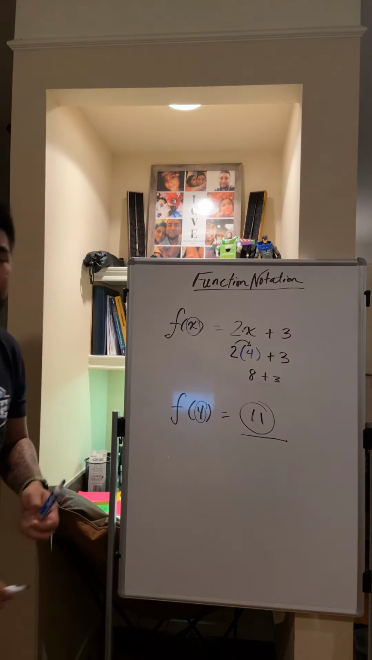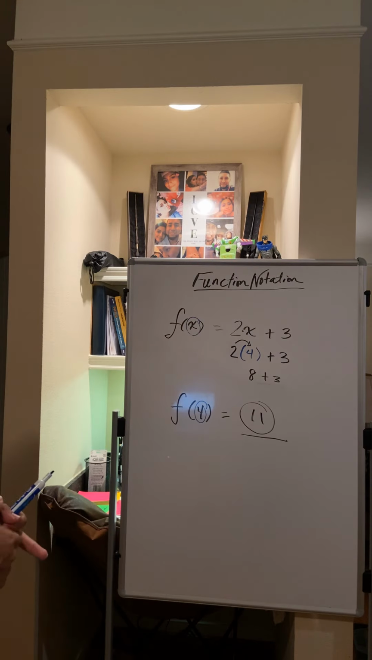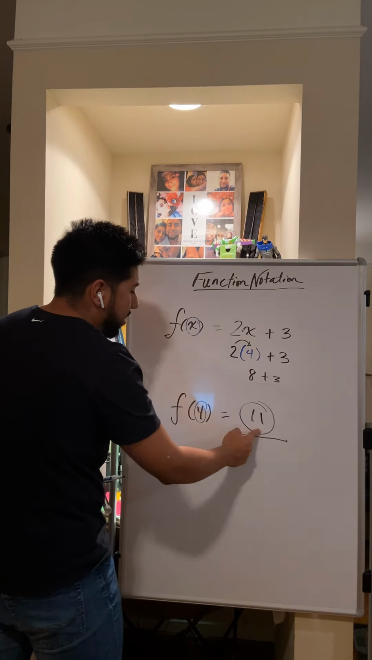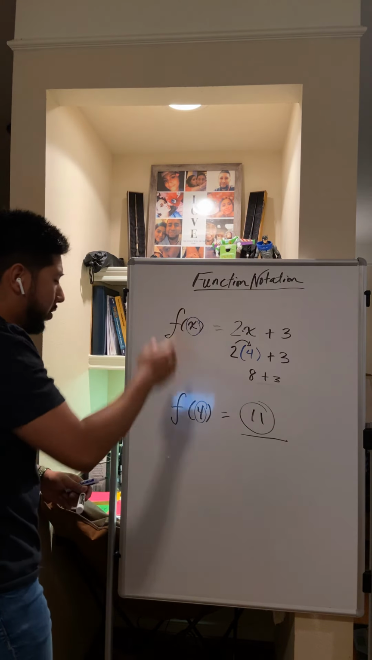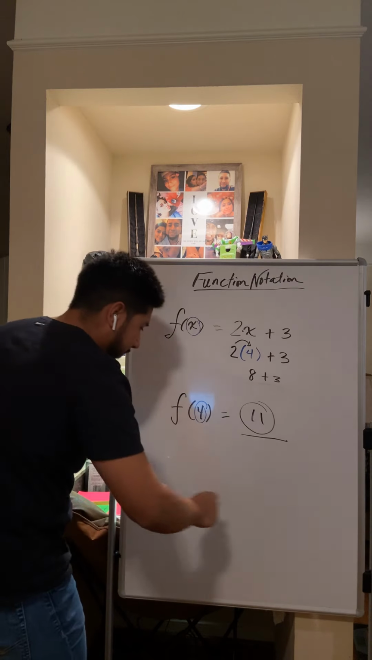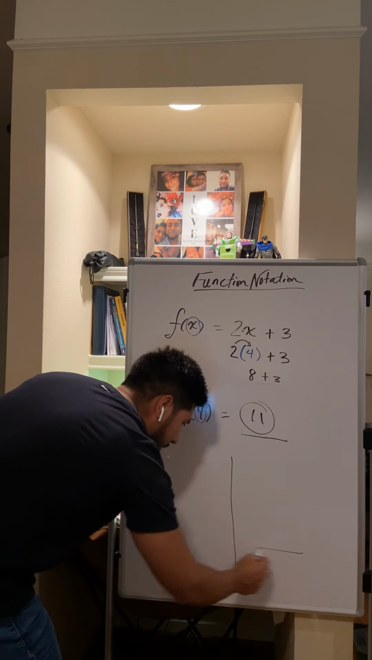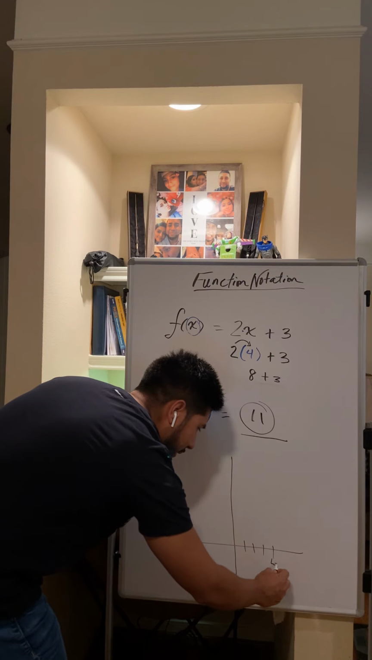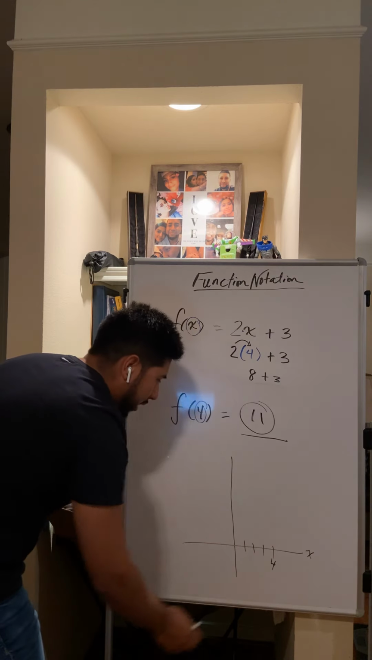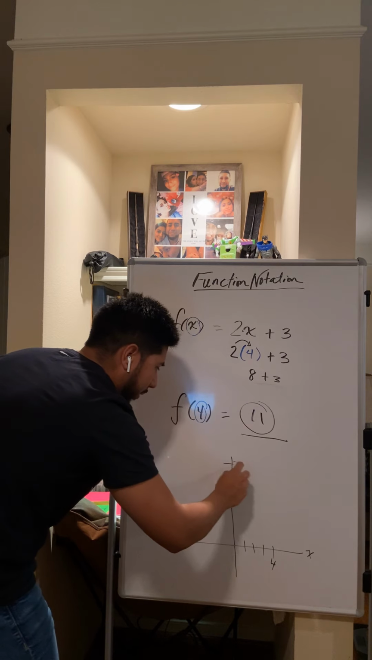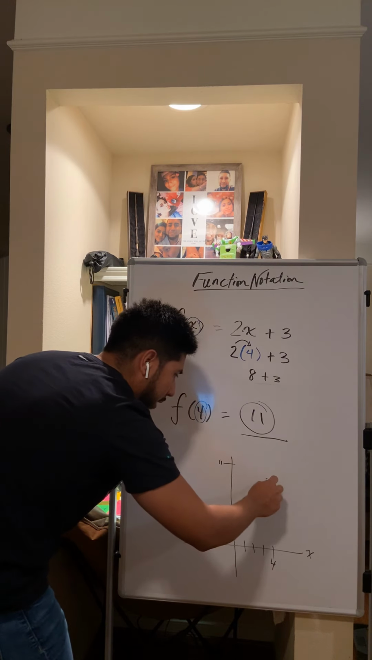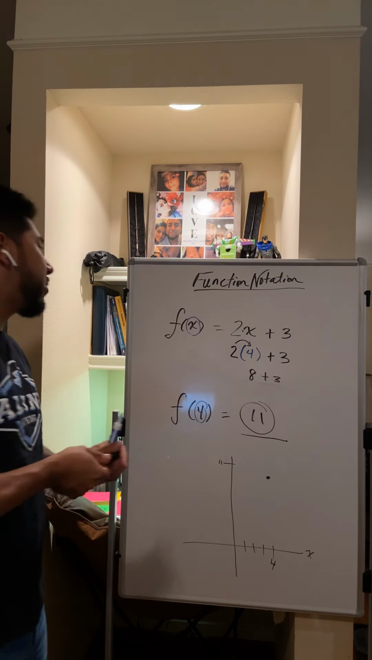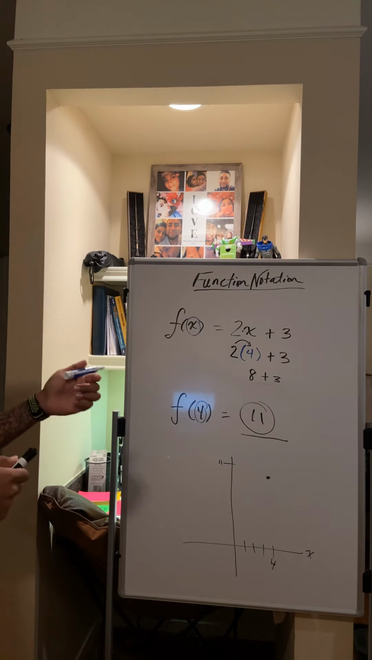And that's my answer. Now, you might be asking, sir, what does this mean? Well, in actuality, this is a coordinate on your graph. If I have a graph, at 4 on my x-axis, that means there's a point somewhere here at 11. So it's part of a graph. I'm going to talk about graphs in the next video, but let's keep doing more examples here.